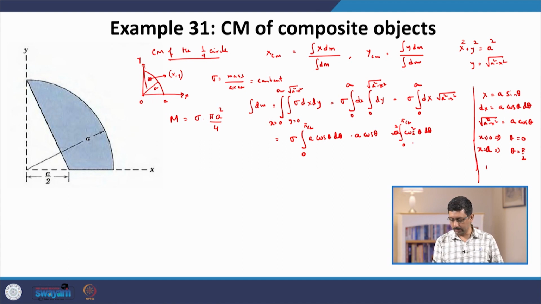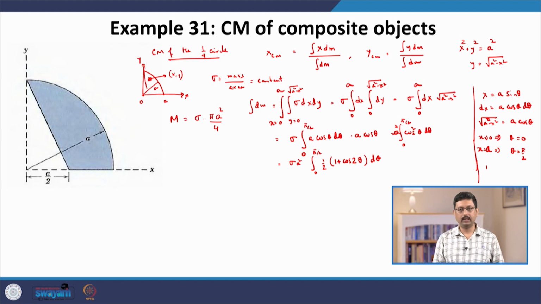So, this is equal to sigma a square, from 0 to pi by 2, half times 1 plus cos 2 theta d theta. You can check that the integration over the cos 2 theta term will give you 0 when the limit is 0 to pi by 2, and the first term will give you a contribution of pi by 2. So, we get sigma a square times half times pi by 2, and you can compare this with the earlier expression; they are matching.